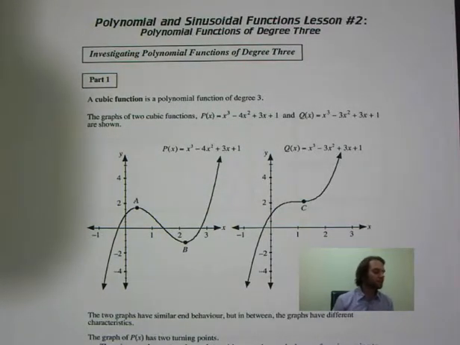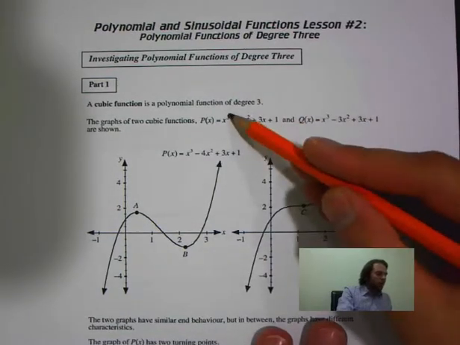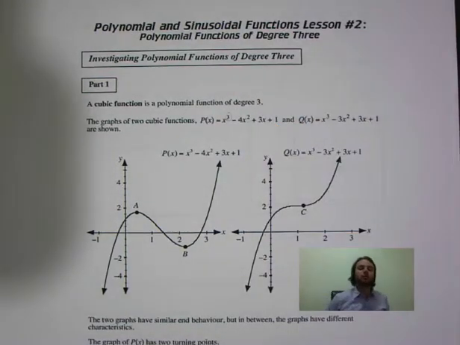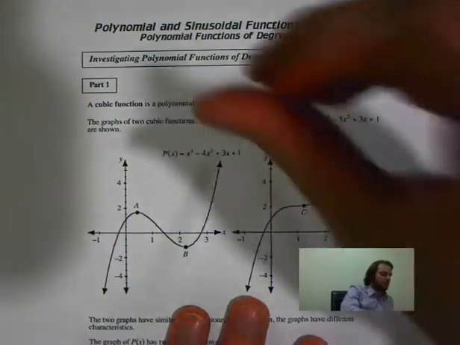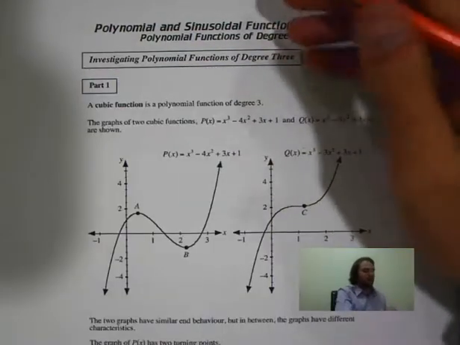Today we're looking at lesson 2 of polynomial and sinusoidal functions. We're not going to quite get into sinusoidal yet, we're still going to look at polynomial, except now we're going to look at degree 3, which are called cubic functions. That means my largest degree, or my largest exponent, is 3. Not negative 3, but positive 3. If it's negative 3, that's no longer a cubic function. So it is positive 3. That's what we're looking at when we say a cubic function.